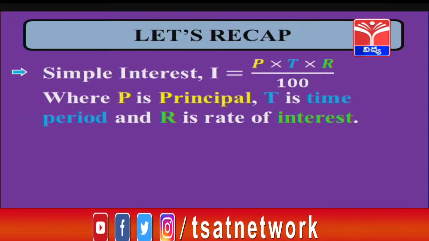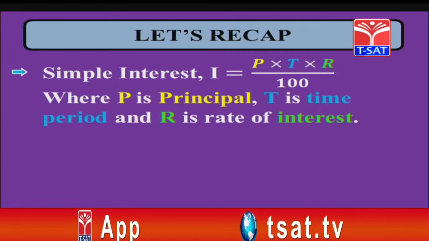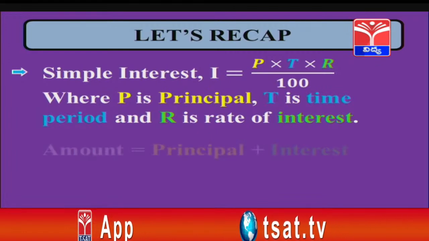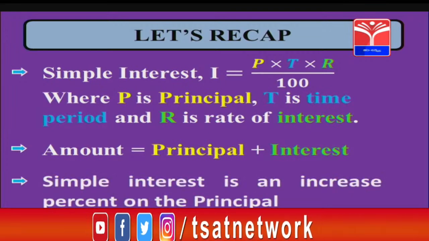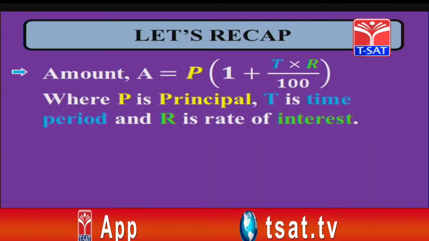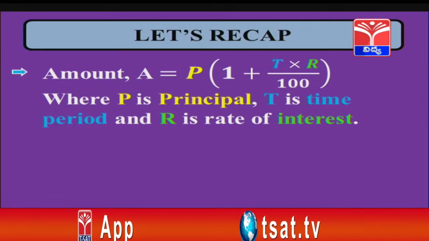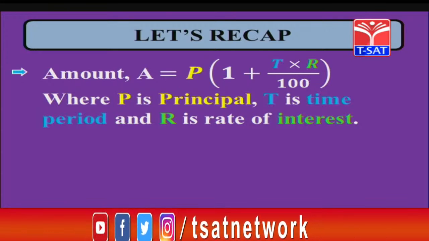Simple interest is given by I is equal to P into T into R by 100, where P is the principal, T is time period and R is the rate of interest, and the amount is given by principal plus interest. Simple interest is an increased percentage on the principal. Amount A is given by P into 1 plus T into R by 100, where P is principal, T is time period and R is rate of interest, and this is only in the case of simple interest. Okay, children.